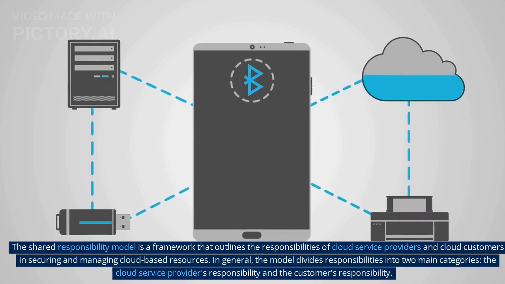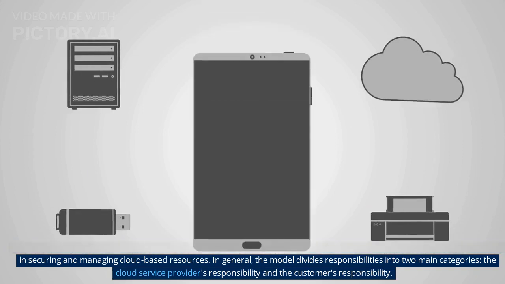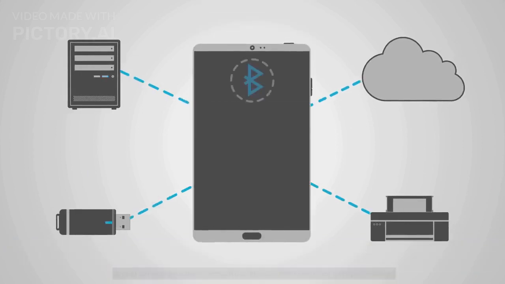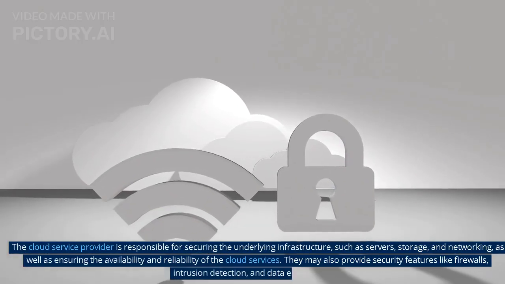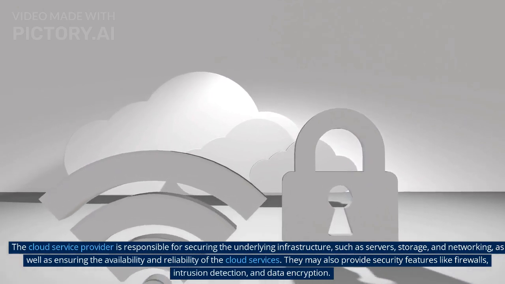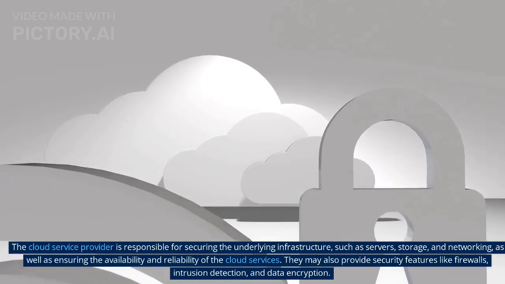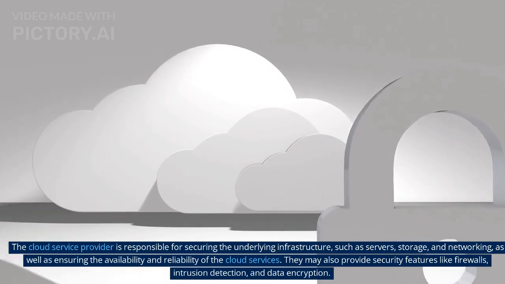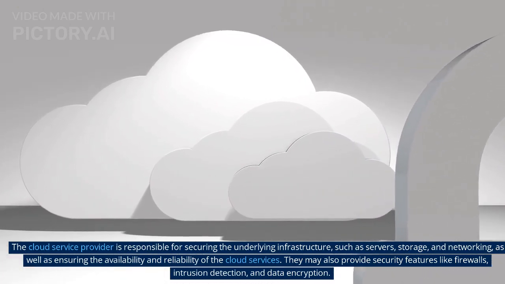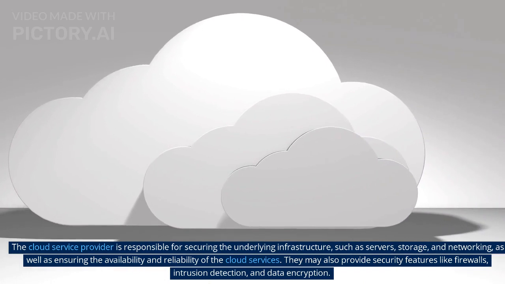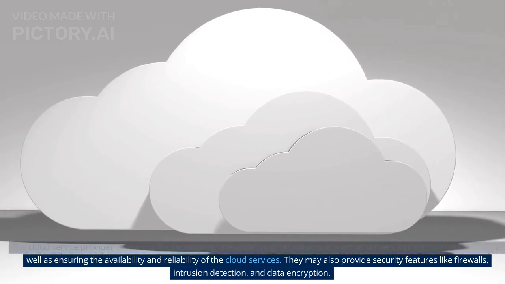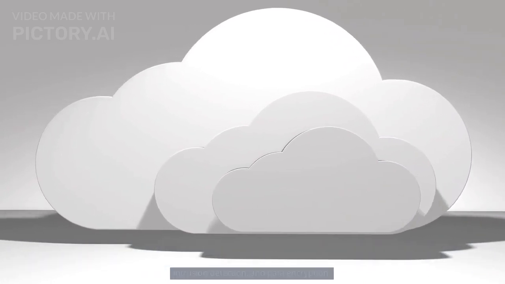and managing cloud-based resources. In general, the model divides responsibilities into two main categories: the cloud service provider's responsibility and the customer's responsibility. The cloud service provider is responsible for securing the underlying infrastructure, such as servers, storage, and networking, as well as ensuring the availability and reliability of the cloud services. They may also provide security features like firewalls, intrusion detection, and data encryption.